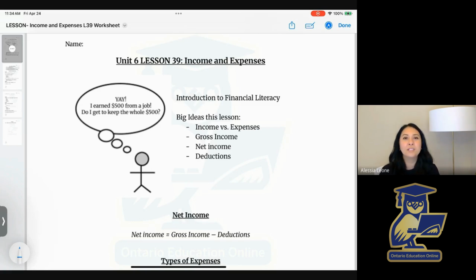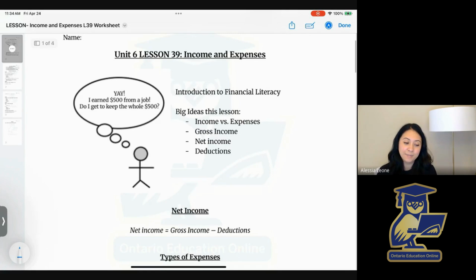So we are going to be talking about a lot of real life situations in this unit. It's all real life situations, actually. And we're going to be talking about money and saving and investing. And we're going to be learning some words. Maybe you know them already, maybe you don't. So today we're going to be looking at income and expenses.